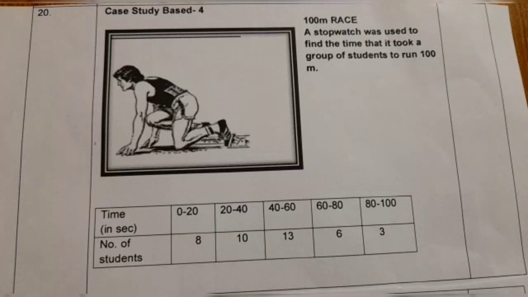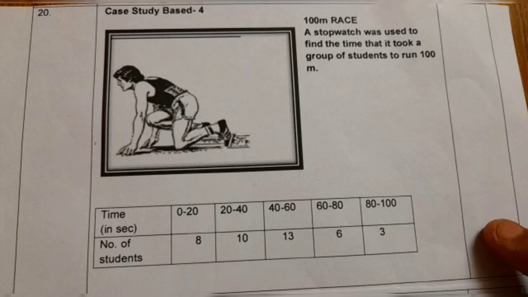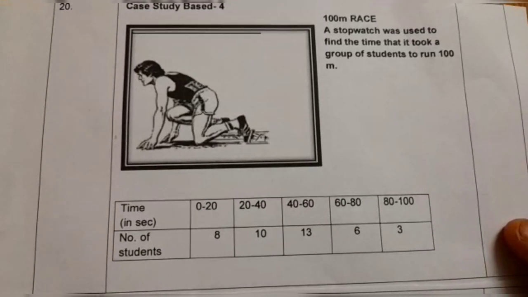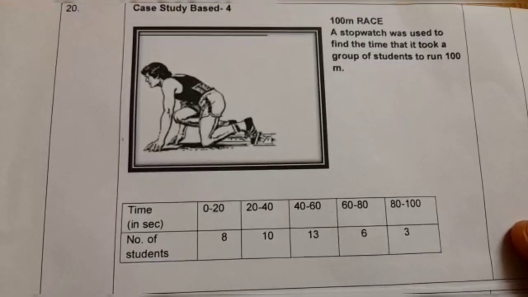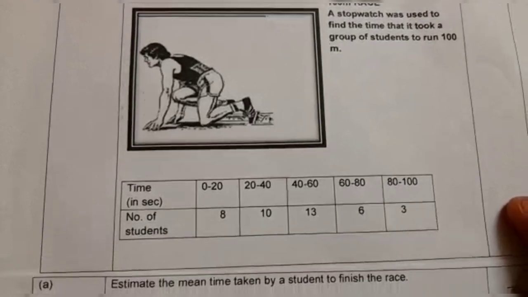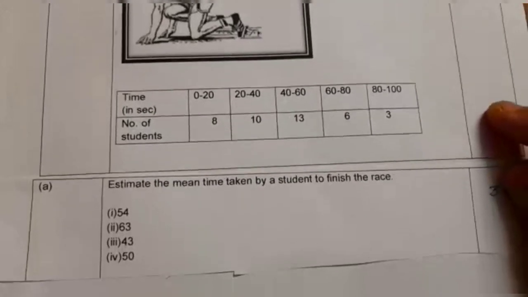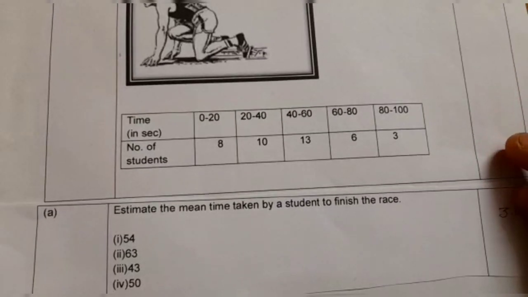Today we are going to see the 20th question of Part A of the CBSE Class 10th Maths sample paper. A stopwatch was used to find the time that it took a group of students to run 100 meters. A table of time versus number of students is given. The first subpart asks: estimate the mean time taken by a student to finish the race.